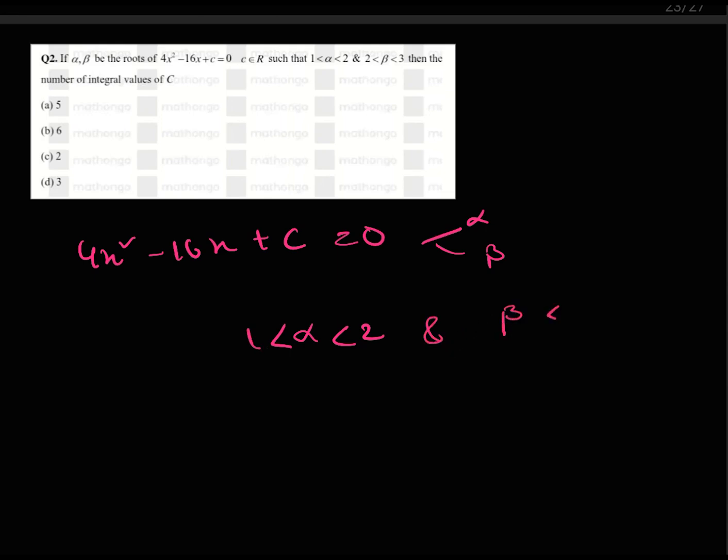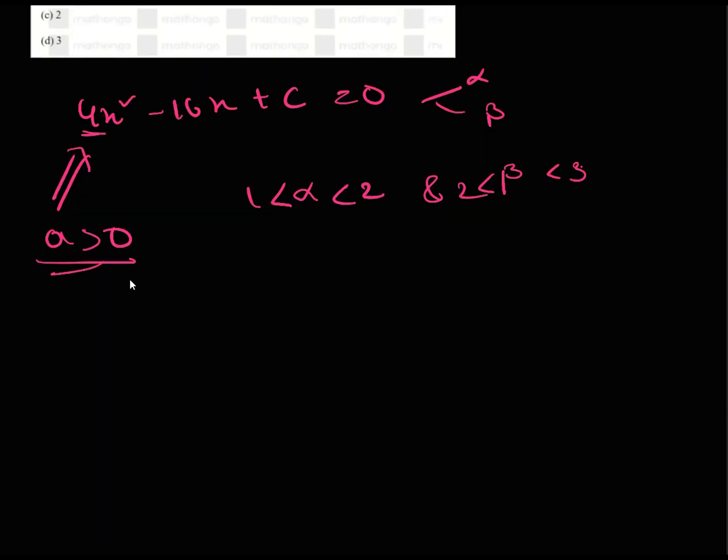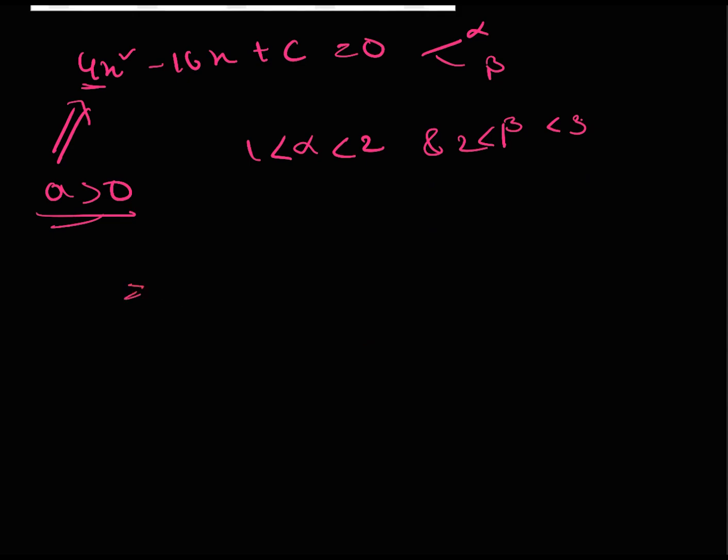Now, they have given that the quadratic equation 4x square minus 16x plus c equals 0 has roots alpha, beta, such that alpha is between 1 and 2 and beta is between 2 and 3. Also, we know that a is greater than 0, where a means the coefficient of x square. Therefore, the graph will look like this, with 1, 2, 3.